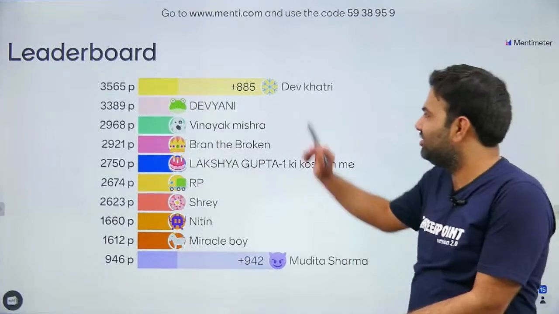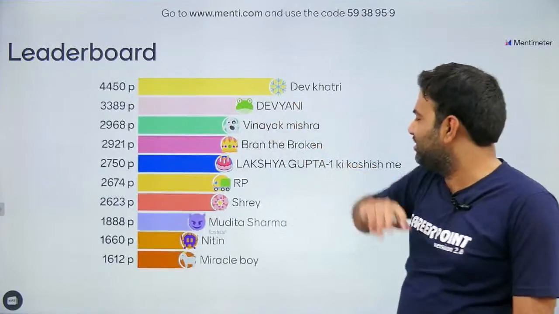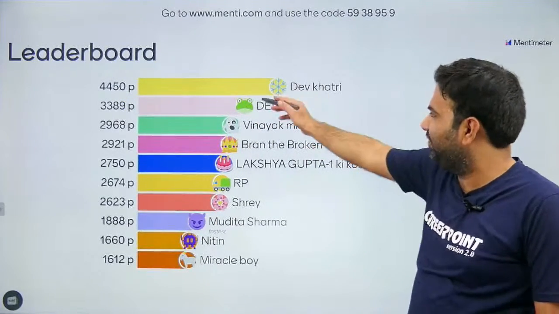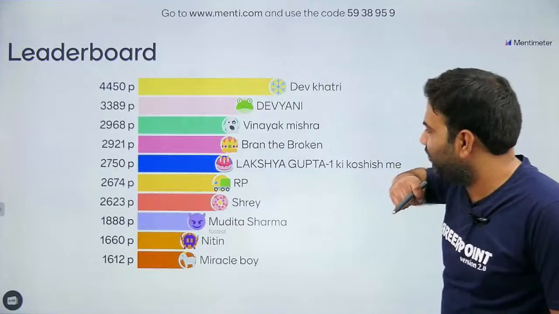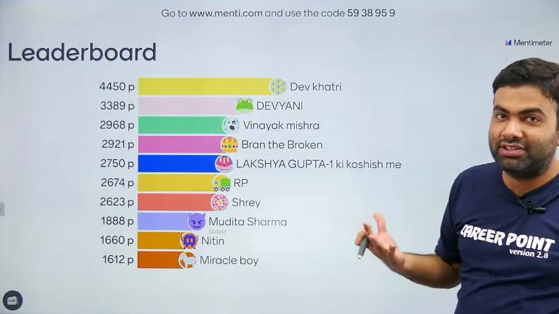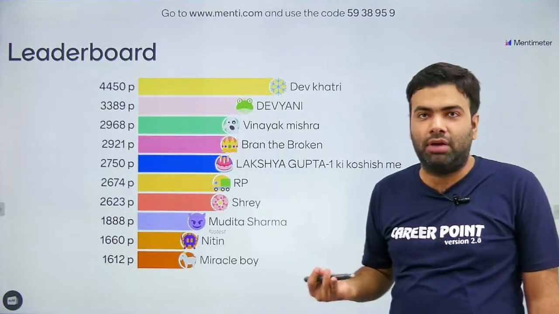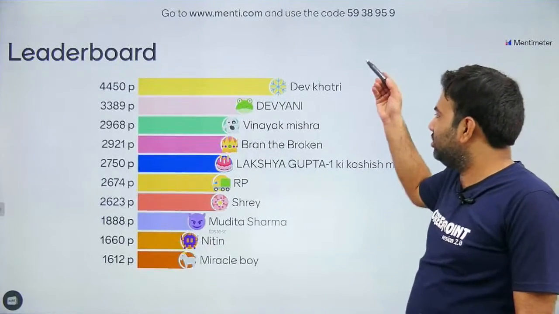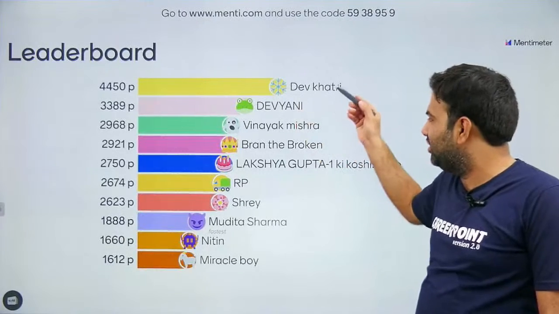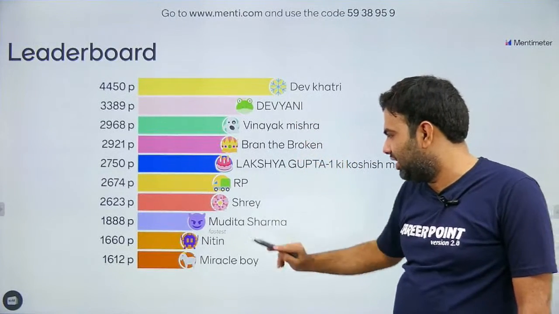Oh, Dev Khatri has answered, but Devyani has not. So the difference has increased in toppers. But don't worry, we have so many questions and this session is for practice. It is not the final exam. Our main aim is to learn from this quiz. So, Dev Khatri is on top, then Devyani, then Vinayak, Broken, Lakshya, RP, Shrey, Mudita, Nitin and Miracle Boy.